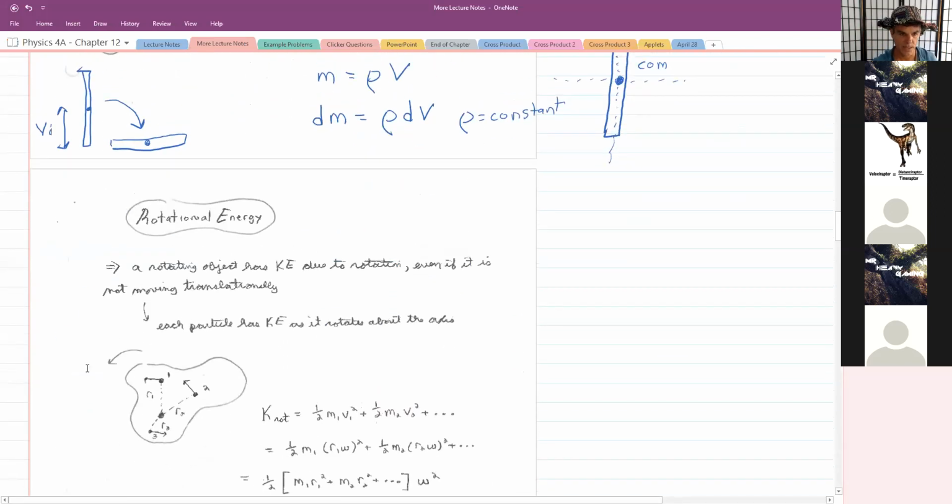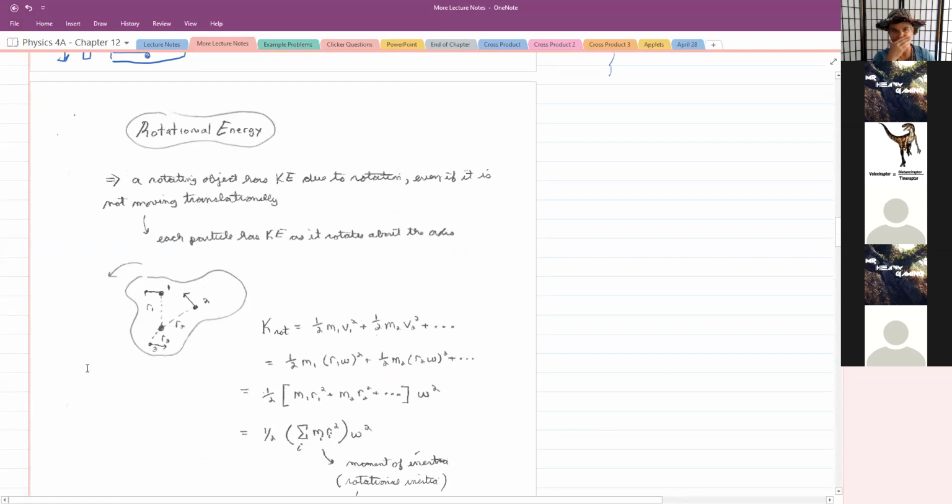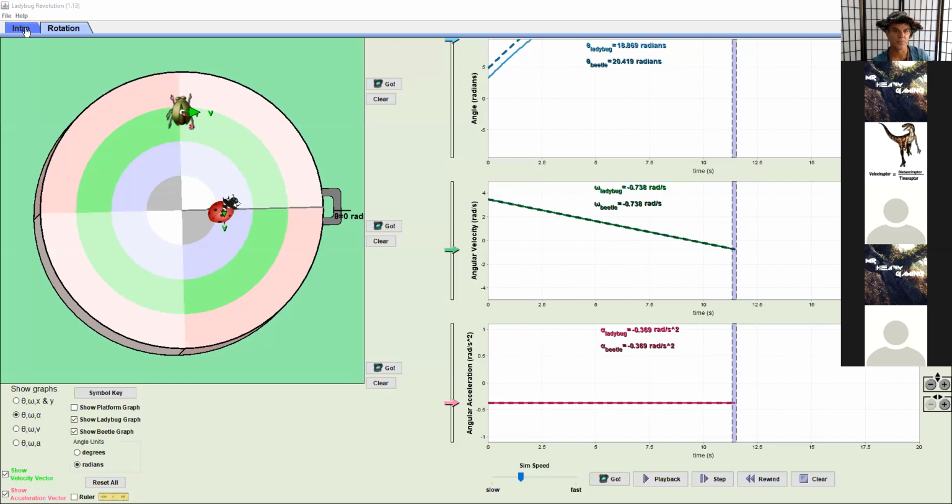Okay. What do we got? 15 minutes. I think the only thing else I want to cover today is rotational energy. And let me just go real quick to this. Oops, stop share screen. I want to go back to this ladybug thing for a second.